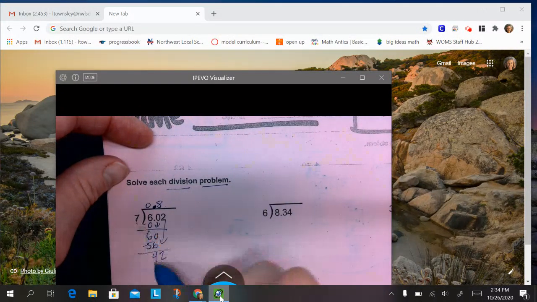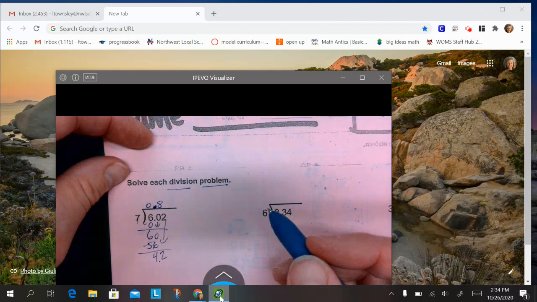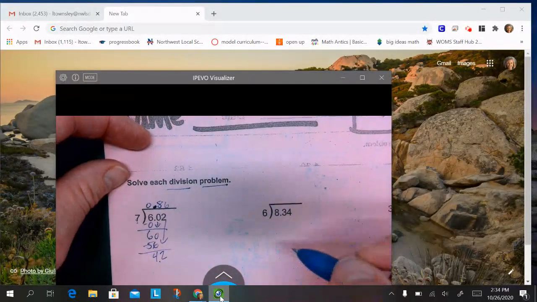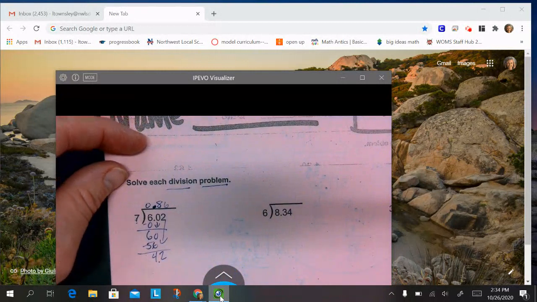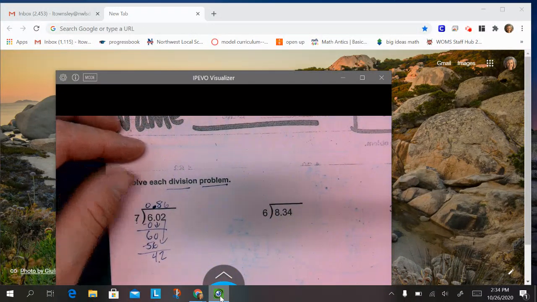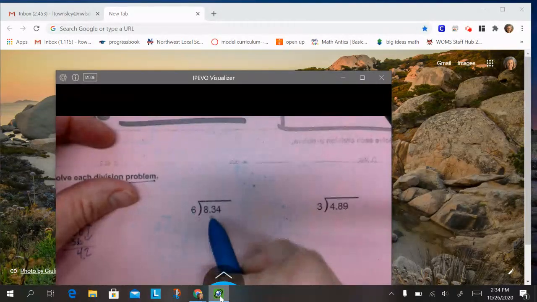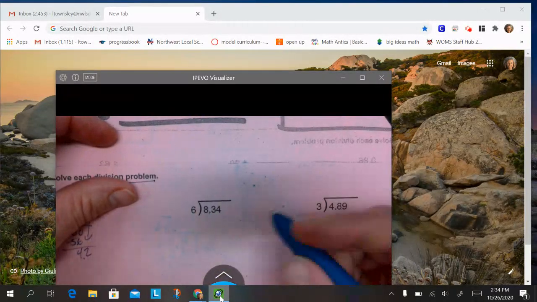How many times is 7 now going into 42? Well, 7 times 7 is 49. 7 times 6 is 42. And that's your answer. It's 0.86 or 86 hundredths. Okay? Good job. Next one. How many times does 6 need to go into 8.34? Okay? You can go ahead and start.